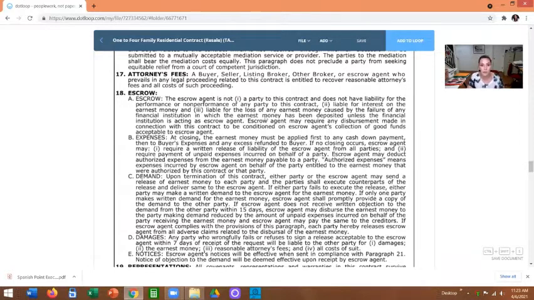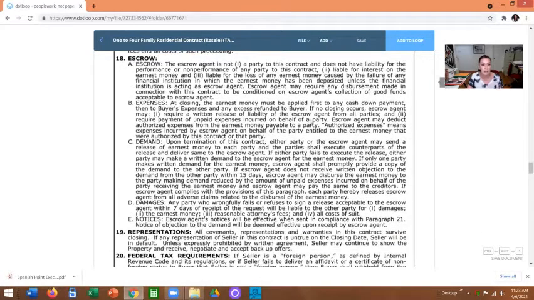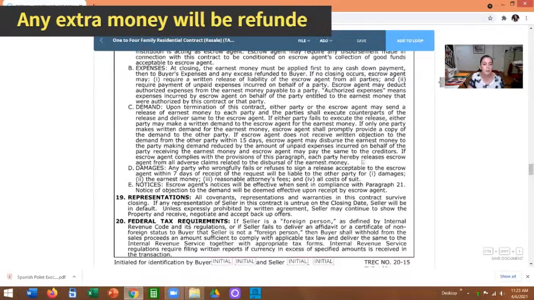They're not a part of this contract. They will hold earnest money. They will do closing, but they cannot be liable for losses of earnest money or anything like that. At closing, earnest money will be applied first to the buyer's down payment, then their closing costs. If it's like a VA loan where there's no down payment and the seller paid all the closing costs, then any extra monies will be refunded to the buyer.